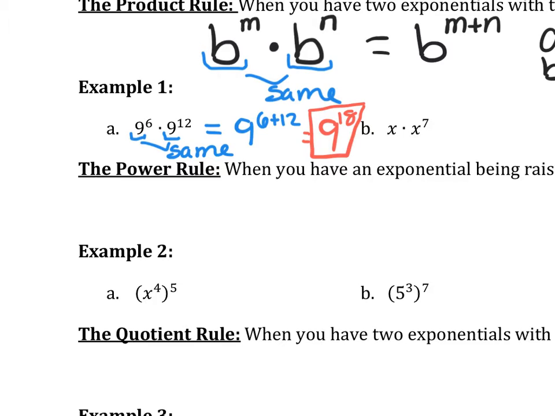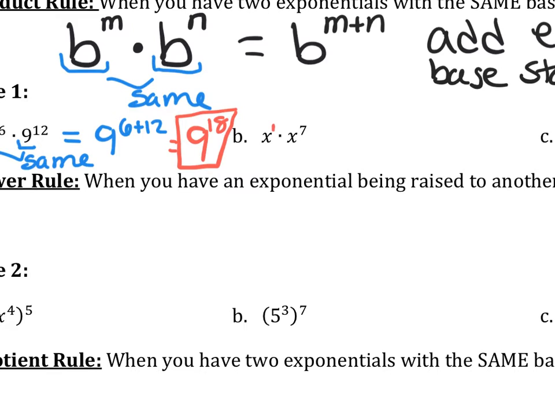For letter B, we have x times x to the 7th. Now if I have a term here that doesn't have any exponent written, what is the implied exponent of this term? 1. So it'd be helpful if you start getting into the habit of just writing that 1 there so you actually see an exponent. And again, we have the same base. They both have a base of x, and they're being multiplied, so that means we're going to add the exponents. So it would be x to the 1 plus 7 power, or x to the 8th.